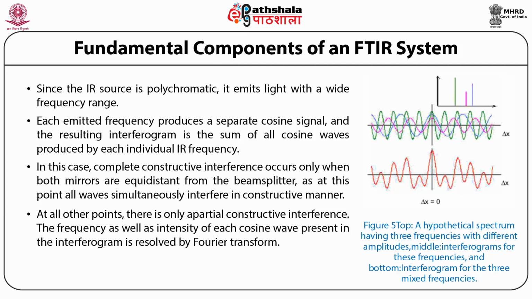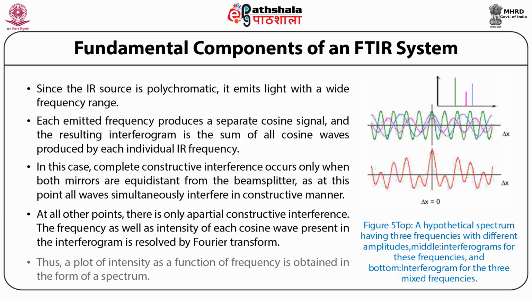The frequency as well as the intensity of each cosine wave present in the interferogram is resolved by Fourier transform. Thus, a plot of intensity as a function of frequency is obtained in the form of a spectrum. Figure 5 shows a hypothetical spectrum having three frequencies with different amplitudes. The middle figure shows the interferograms for these frequencies, and the bottom portion shows the interferogram for the three mixed frequencies.